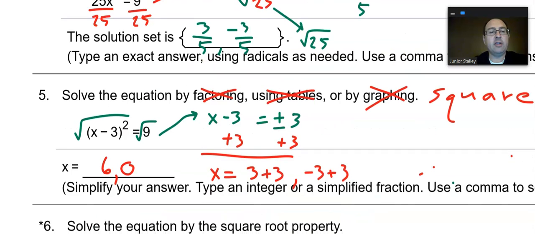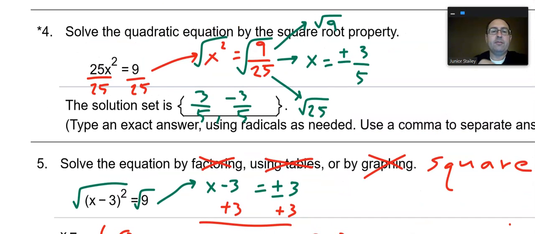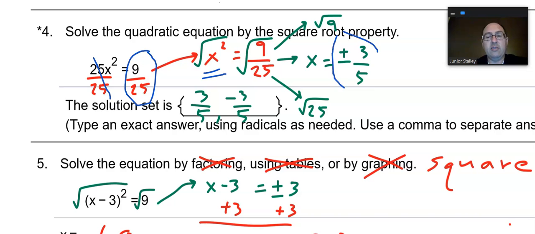Whoop, too fast. Come on, question 4. Okay, so similar situation here. Cancel on the 25s. Now, 9 over 25, I left the fraction the way it is. I know some of you hate fractions, but guess what? 9 and 25 are both perfect squares. So when you take the square root of both sides, what's the square root of 9? What's the square root of 25? That's what leads us to the plus and minus 3 over 5.